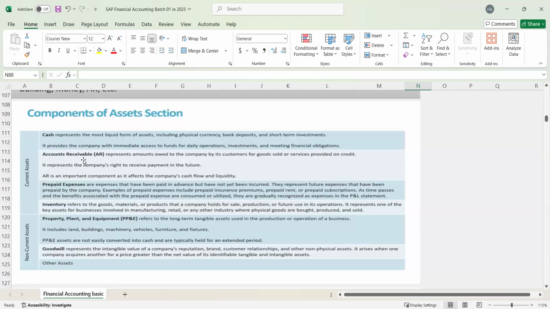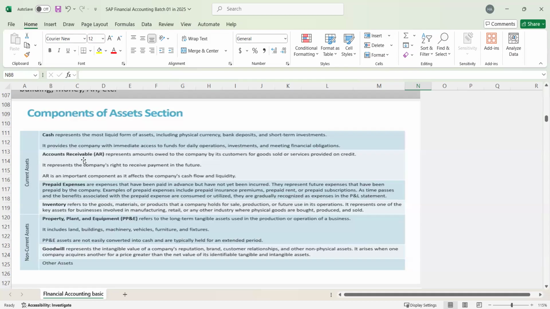I will tell you how we pass some of these things when we get there. But just to make you understand, prepaid expenses are expenses that have been paid in advance but have not yet been incurred, right? You paid an amount in advance, but you have not incurred the goods or services. So it should be recorded as something that is still within your purview. They represent future expenses that have been prepaid by the company, right?